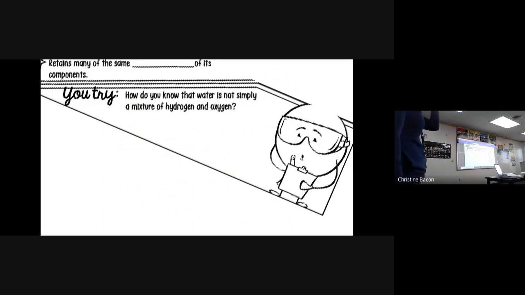All right, so how do we know that water is not simply a mixture of hydrogen and oxygen? Go back to the definition of a mixture compared to the definition of a compound. The main difference is that a compound is elements that are chemically bonded together. A mixture is where they're physically together, but they're not chemically bound together.